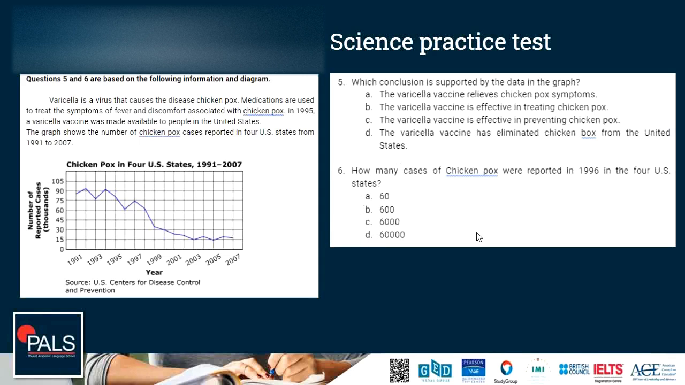Now this question basically asks us, are we able to correctly read the graph and the axis and label of the axis?